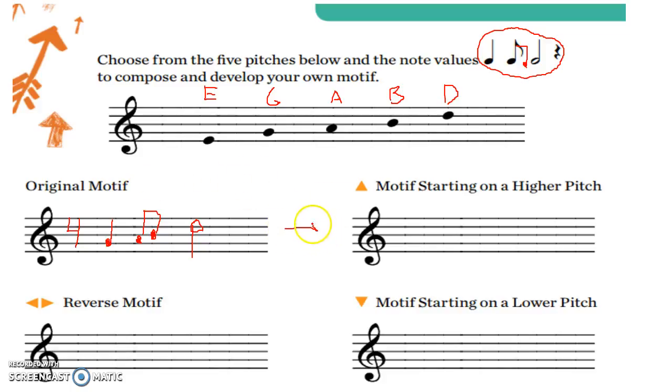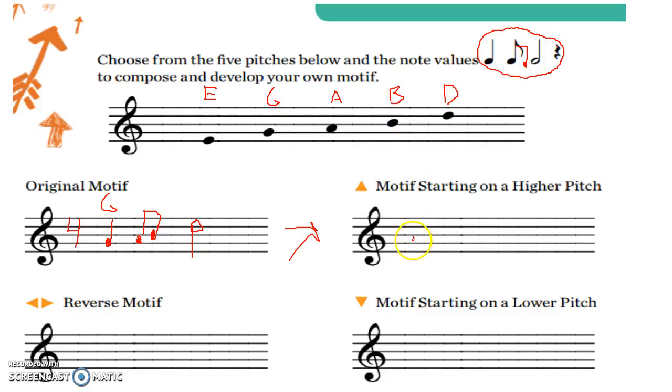Next, I'm going to do this box right here. It says motif starting on a higher pitch. So I got to take whatever I did over here and make it start on a higher note. Well, before I started on a G. So what's a higher note than a G? Is E higher than G? No, E is lower. G is G, but then A, B, and D are all higher than G. So I can pick one of those.